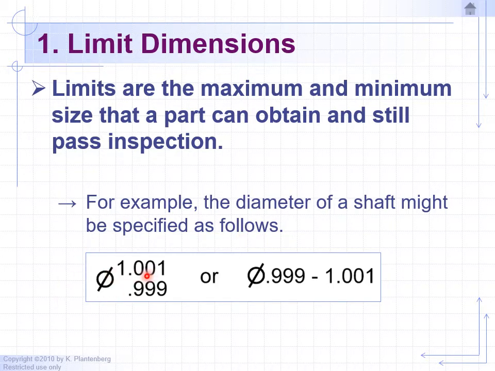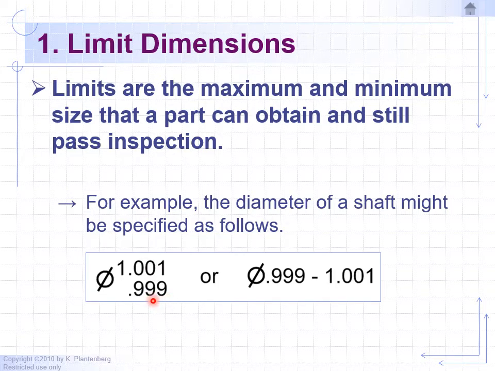Maximum acceptable diameter for a shaft, diameter 1.001 will be the maximum. The minimum allowed is 0.999 inches in diameter. Obviously, we're aiming for a 1-inch diameter. It's right in between both. We're aiming for a 1-inch diameter, but we'll accept a maximum of 1.001, and we'll accept a minimum of 0.999.